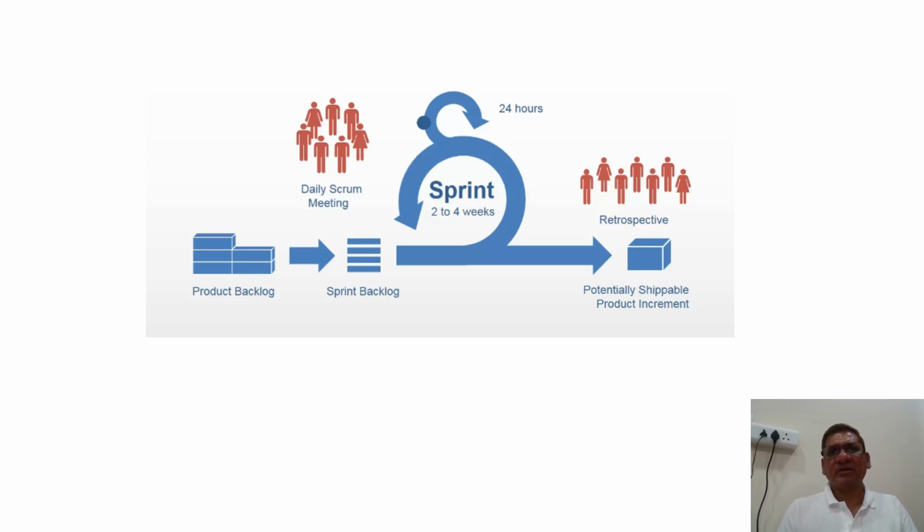Once the sprint is completed, there is a retrospective meeting: what went well, what went wrong, what problems they faced, and how they resolved the problems. These things they used to cross-check with the sprint team. Like this, the sprint would happen.